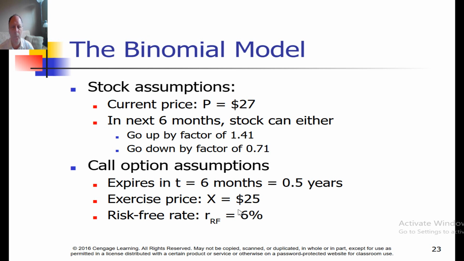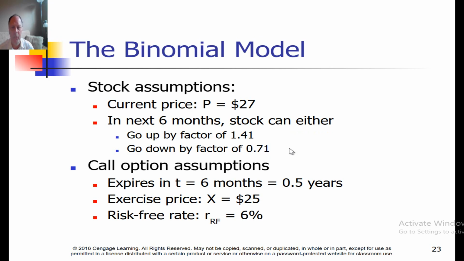There are two major models that are used to value stock options. One is the binomial option pricing model. The other one is the Black-Scholes option pricing model. We will start with the binomial model. Assumptions in the binomial model. We will say the current price of the stock, P, is $27, and we will consider in the next 6 months 2 possible options. Go up by a factor of 1.41, or go up to a price of 27 times 1.41, or go down by a factor of 0.71.